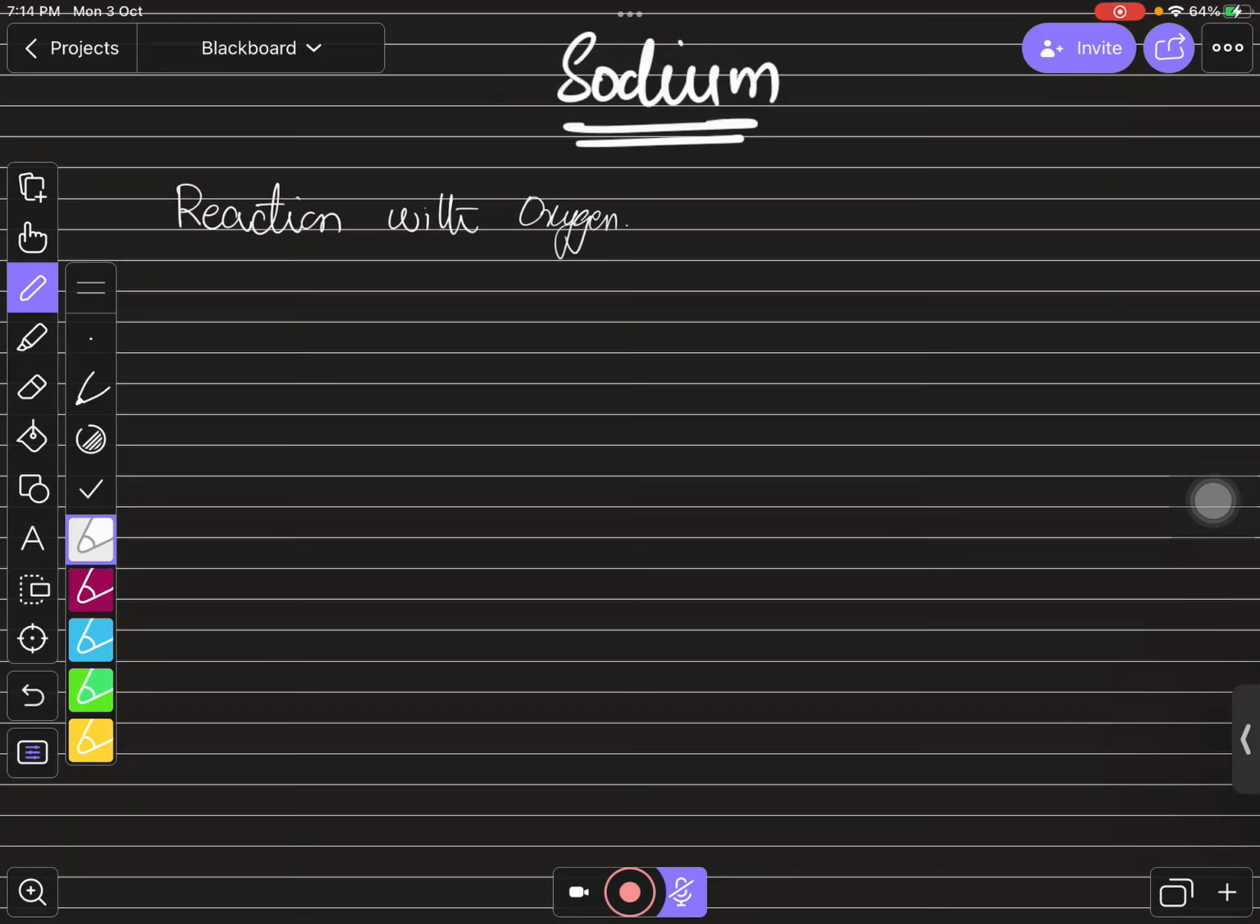Whenever you are going to react sodium with oxygen, sodium is going to react with oxygen, form sodium oxide. We know that sodium is from group number 1, so it is +1, and oxygen from group number 6, so it is -2. So this 2 here and this 1 is here. So the formula between these two elements is sodium oxide, right? So whenever sodium burns in the presence of oxygen, it is going to form sodium oxide.